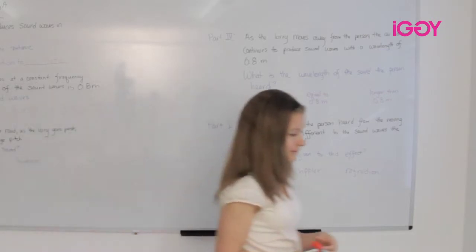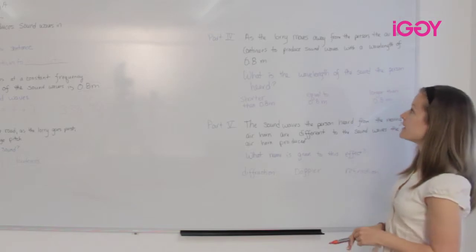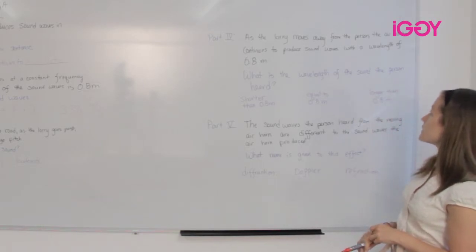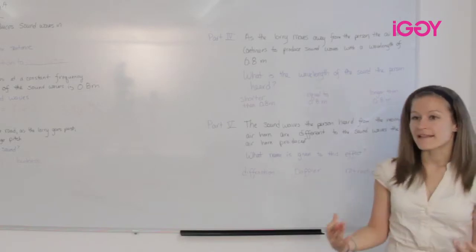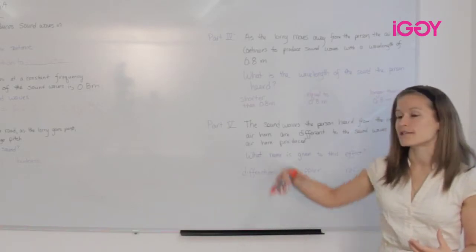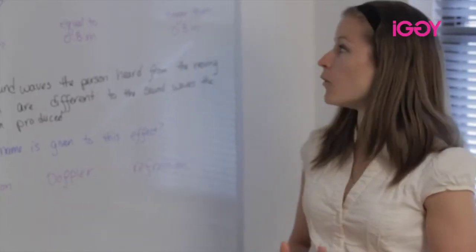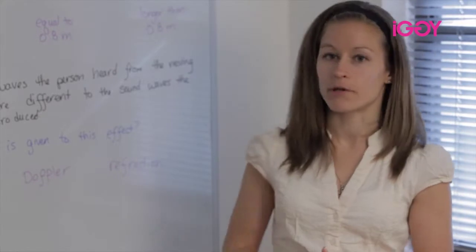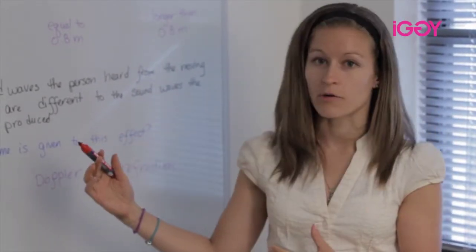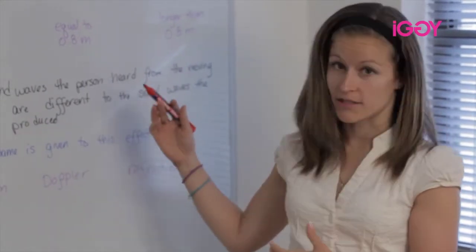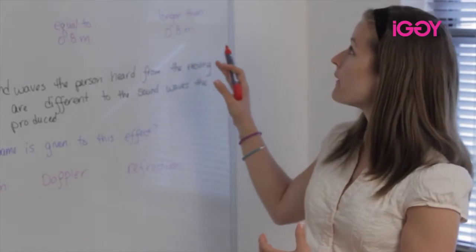There are two more parts to this problem. The fourth part is, as the lorry moves away from the person, the air horn continues to produce sound waves with that same wavelength of 0.8 meters that we used in the second part. Then the question asks, what is the wavelength of the sound the person heard? And again, you're given options. It's either shorter than 0.8 meters, equal to 0.8 meters, or longer than 0.8 meters.